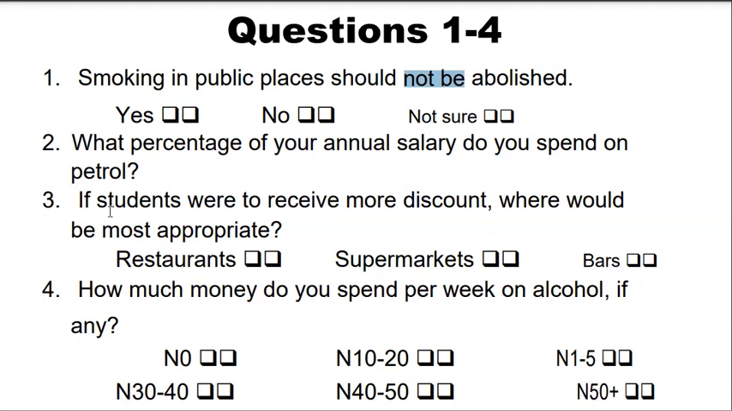The next one is, if students were to receive more discounts, where would be most appropriate? Now, this list is not exhaustive, because if you say restaurant, what about the library? What about the gym? What about other areas? So when you're giving options for questions, you want to make sure that you're as exhaustive as possible.